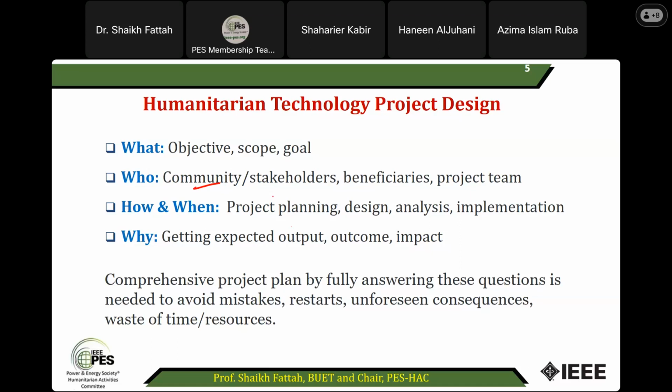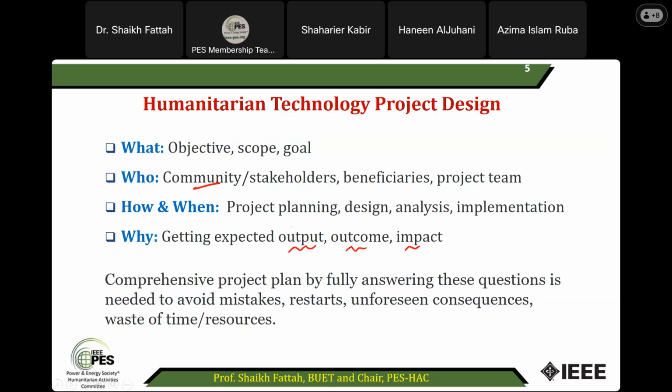Then the project planning. Yes, the project needs very, very crystal clear planning: the time chart, the possible threats and possible obstructions, and how the process will be executed. And the question I said, why? Why do you have to do that project? It is also important because if you don't know why, then you cannot determine the exact output, outcome, or impact of the project.